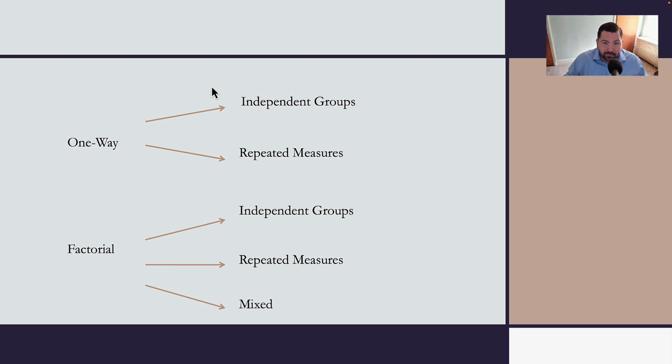So remember, if we have 2 independent variables and both are from independent groups, that would be a 2-way factorial independent groups ANOVA. If we had 2 independent variables and both were repeated measures, then we would call that a 2-way factorial repeated measures ANOVA. And if we had 2 independent variables and one was an independent groups independent variable and the other was a repeated measures independent variable, well, in that case, we would say that it is a mixed factorial ANOVA. So I hope that's helpful.